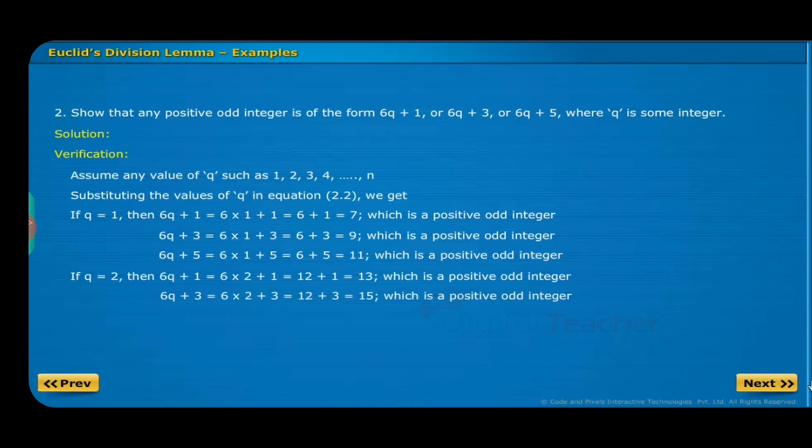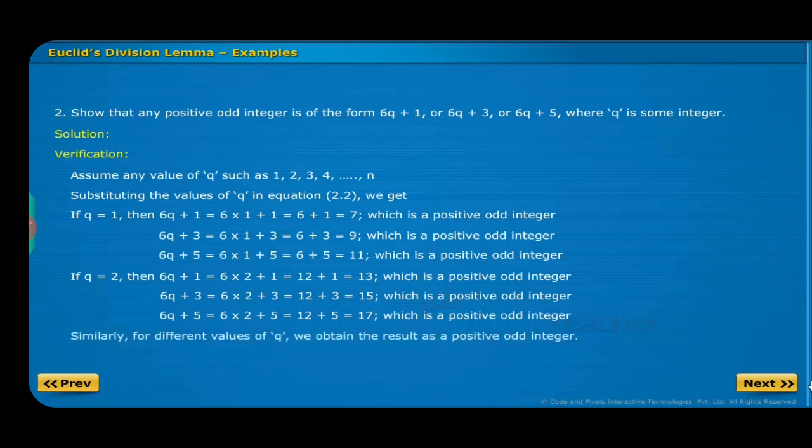that is 15, which is a positive odd integer. 6q plus 5 is equal to 6 into 2 plus 5, which in turn is equal to 12 plus 5, that is 17, which is a positive odd integer. Similarly, for different values of q, we obtain the result as a positive odd integer.